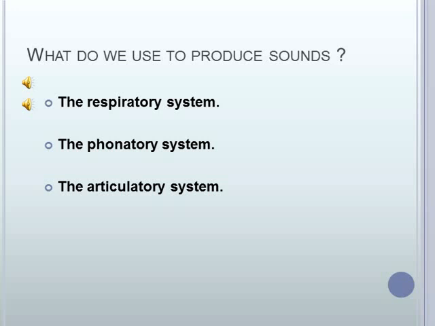The articulatory system consists of the nose, lips, and the mouth, including especially the teeth and tongue. The vocal organs situated along the vocal tract above the glottis are called the articulators. Some articulators are dynamic, which means active, and others are static, which means passive. We will discuss that in the next slide.